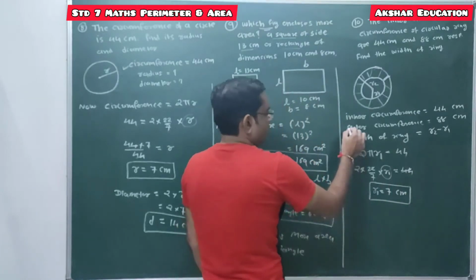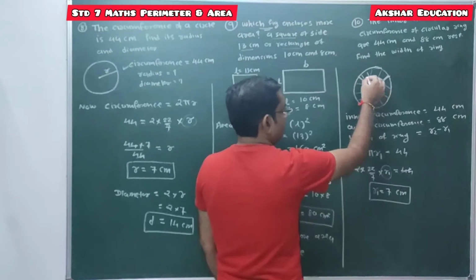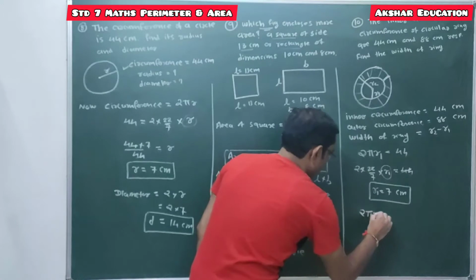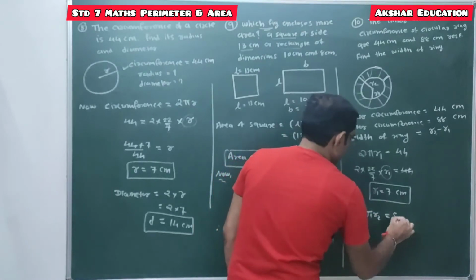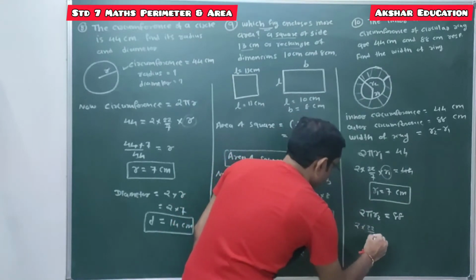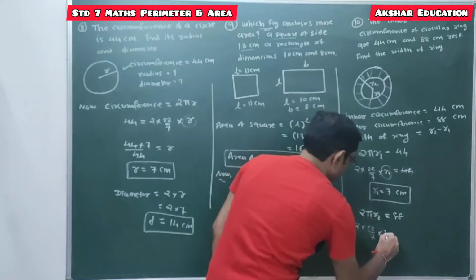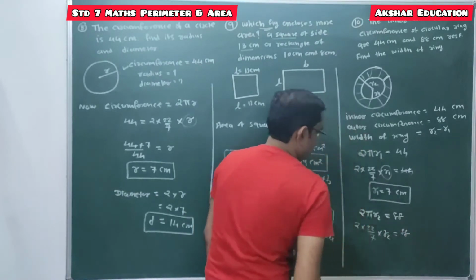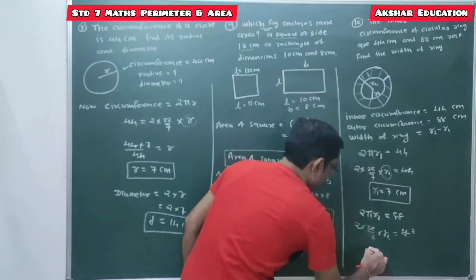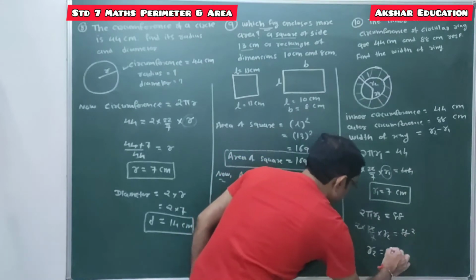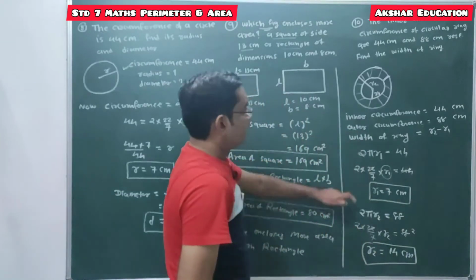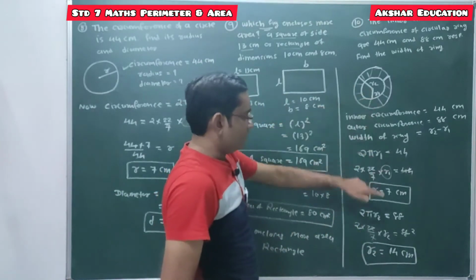Similarly, the outer circumference is for the circle with radius r2. So outer circumference will be 2 pi r2, so 2 pi r2 equal to 88. Again put the values. So 2 into 22 by 7 into r2 equal to 88. So 22 to the 44 to the 88, so we are getting r2 as 7 to the 14 centimeter. So the radius of outer circle is 14 centimeter and the radius of inner circle is 7 centimeter.